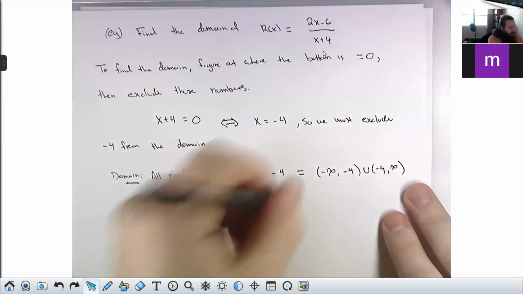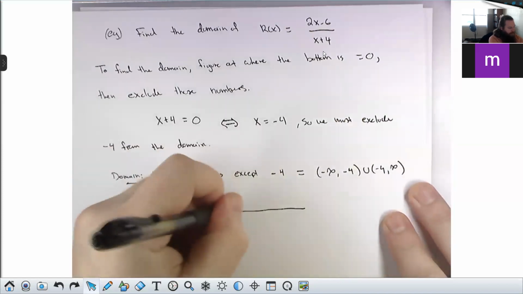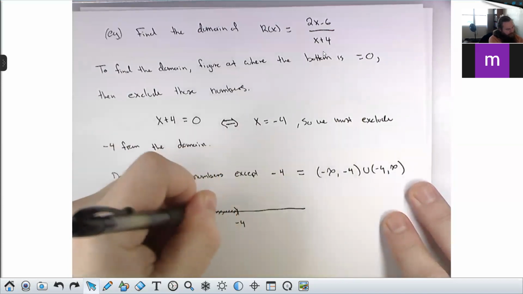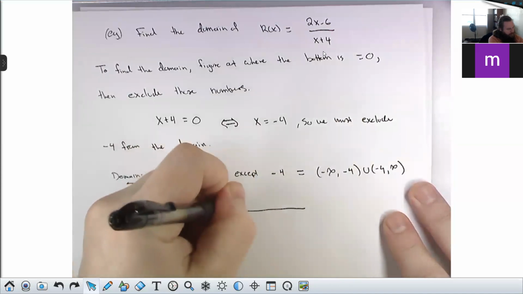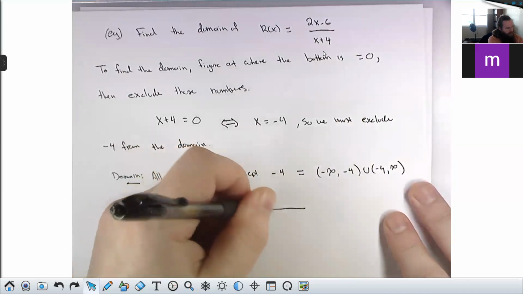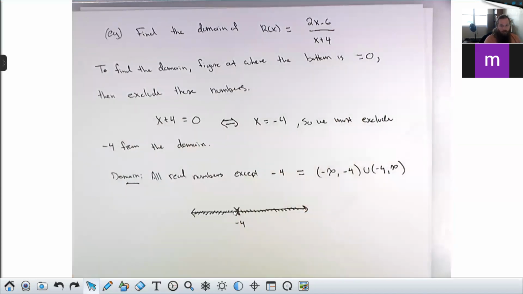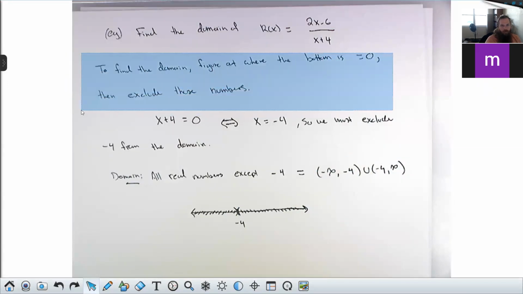If you're having trouble seeing it, you can draw this on the number line. It's -4. I know I want everything to the left of -4 and everything to the right of -4, but not -4 itself. So this interval here is -infinity up to -4. That's this piece. And this interval here is -4 up to positive infinity. That's this piece, and we join them with a union. And this is always true for rational functions. If you want to find the domain of any rational function, figure out where the bottom is 0, then kick those numbers out.